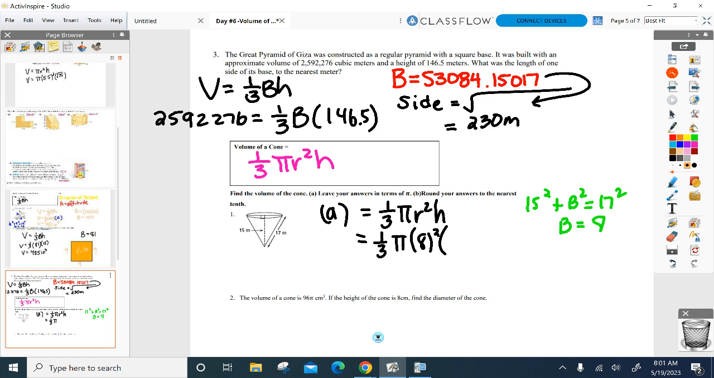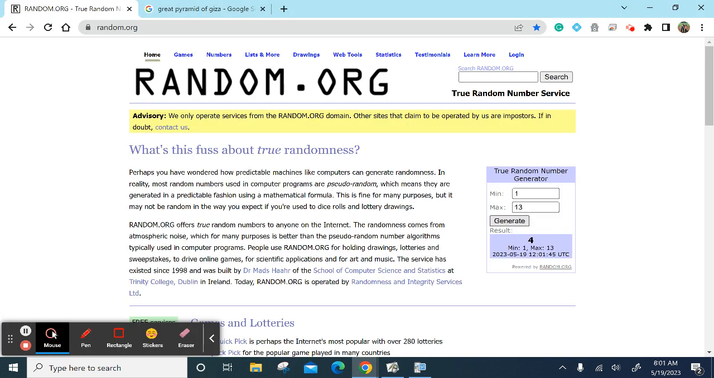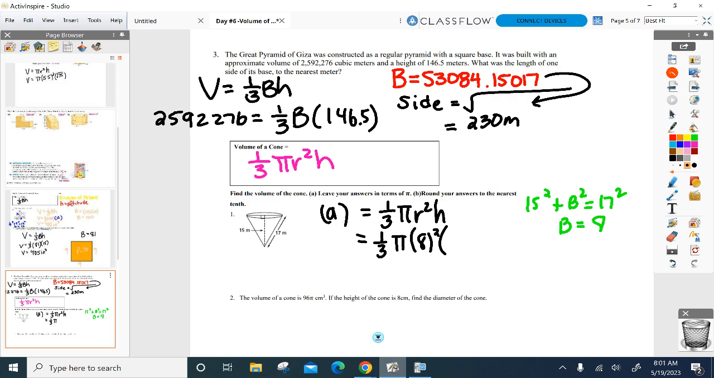And okay, out of 17 and 15, what are you going to plug into the formula? Which is the height we're looking for? Because those are both heights. Which one do we want? 15, the altitude. Good. And remember, when we leave our answer in terms of pi, pi stays in our answer. So right now in your calculator, I'm doing 1/3 times 8 squared times 15. I'm getting 320 pi.